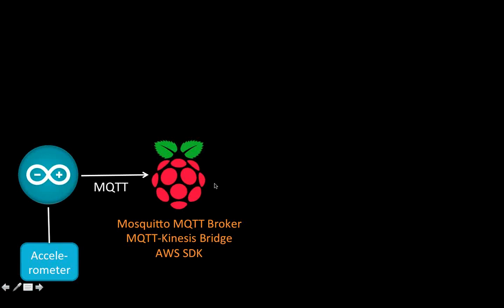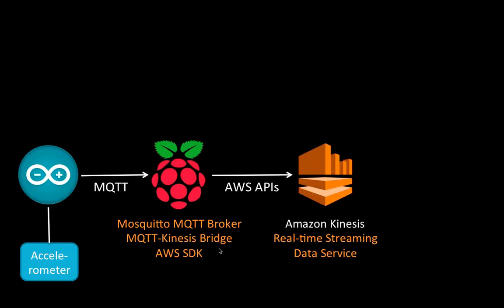Because the Raspberry Pi is a full-blown computer, I've installed the Mosquitto MQTT broker, or server, on the Raspberry Pi. I've also installed the AWS SDK for Python, or Boto. And then my colleague has published in GitHub, under AWS Labs, a piece of code called MQTT Kinesis Bridge. So leveraging this library, the Raspberry Pi is able to post the sensor readings to Amazon Kinesis, our real-time streaming data service.